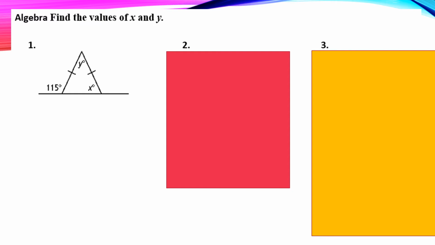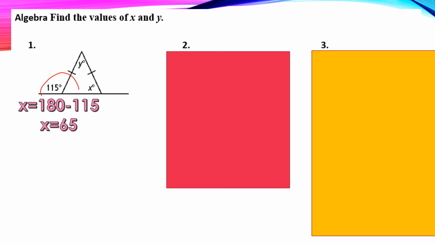Okay, so let's find the values of x and y. So number one, we're flipping to the back here. I told you this was going to be mostly vocab. So for number one, I know that this whole thing here is 180. Okay, so 180 minus 115 would give me what?